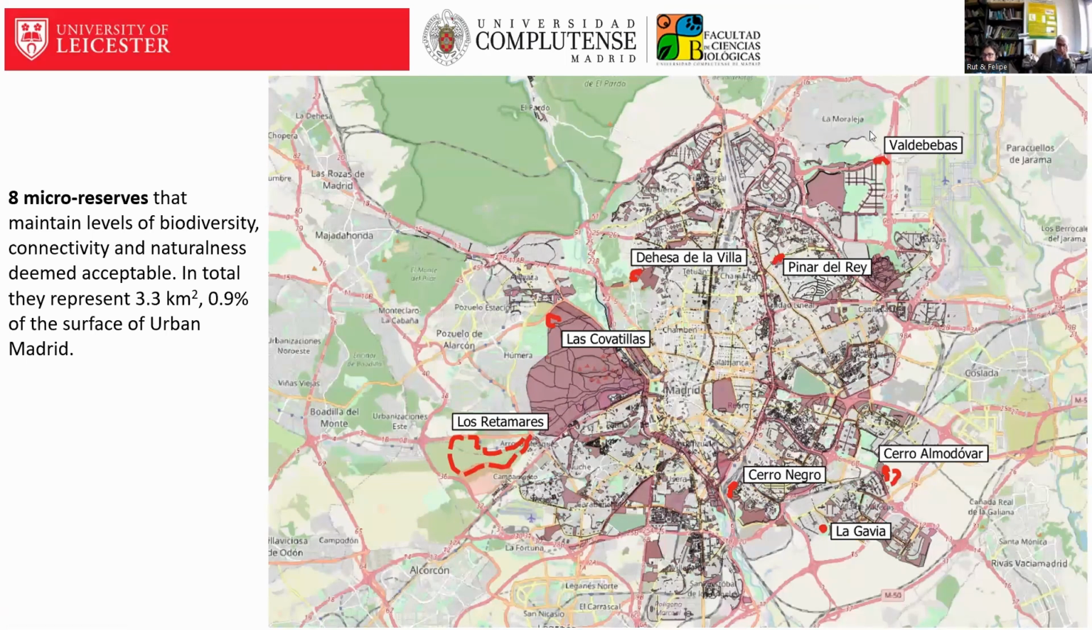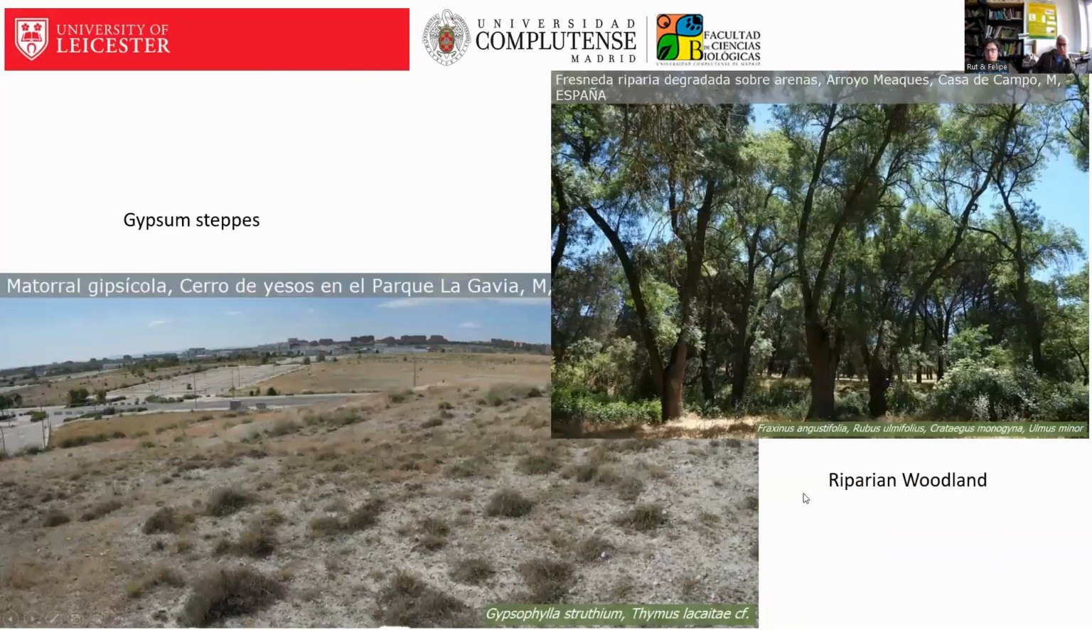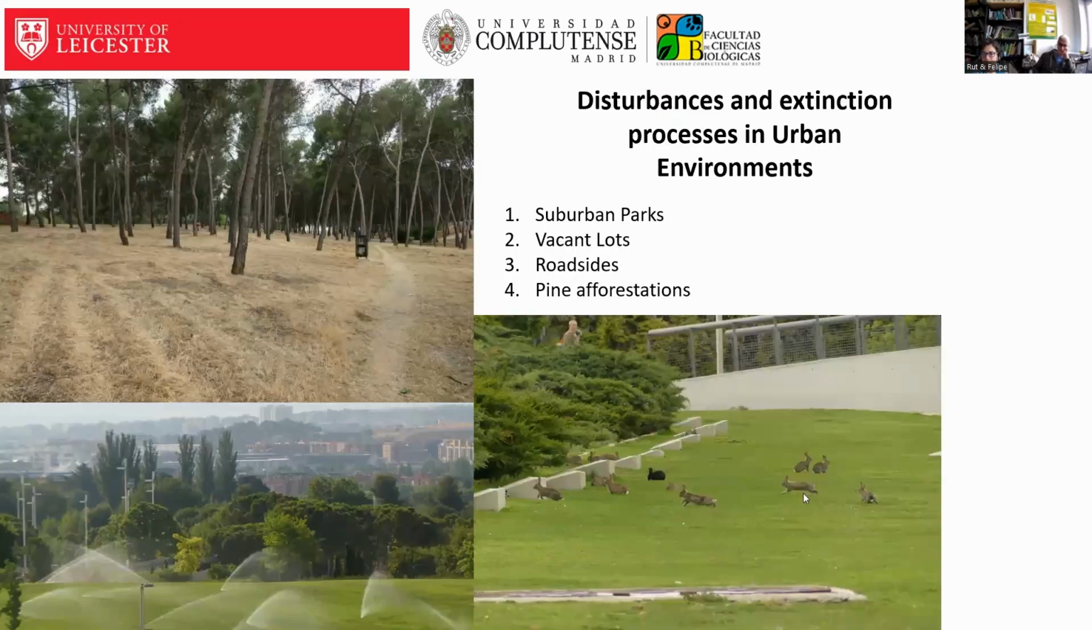Based on these results, we proposed 8 micro reserves in Madrid, which you can see here, the locations, and here are pictures of some of them. Most of them are places in these areas that have survived the urban crisis that is in all the cities, to be and to live everywhere.